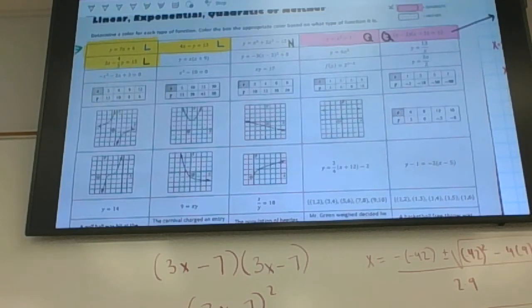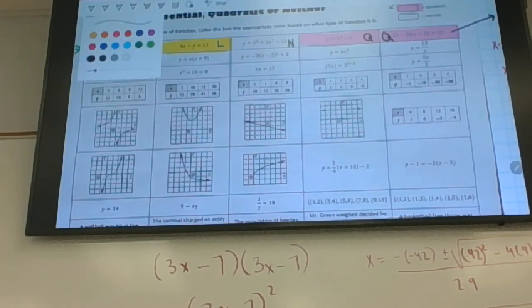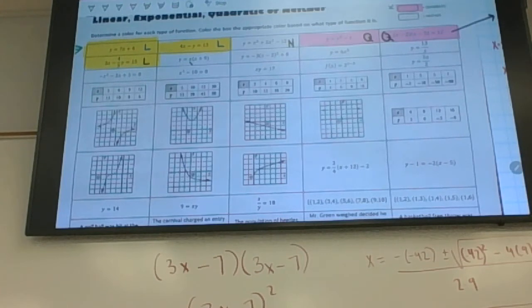Well, what's the next one? Don't be scared. Yeah, it's definitely quadratic. How do you guys know? Looking at the board, if I was to distribute, I would have x squared plus 9x.